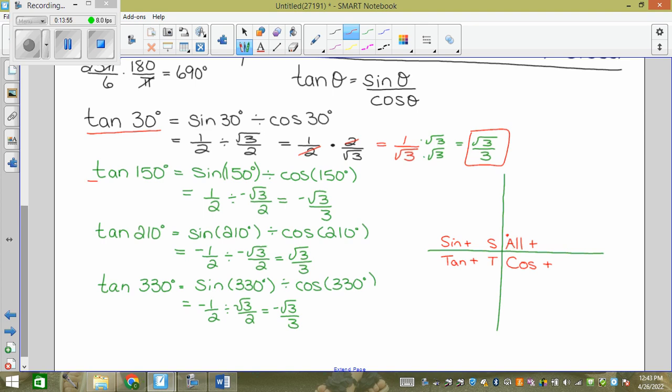Okay. Tan of 150. 150 lands here. Is tan positive here? No. Look at my answer. It's negative. Tan 210. 210 falls in here. Is tan positive here? Yes. So is my answer. And the reason why is you're going to divide two negatives. It's going to make it positive. That's why it always works out like that. That's why CAST works. And then tan of 330. 330 falls in this quadrant. Is tan positive here? No. So you should know your sign at the very least of your answer just solely based off of CAST.